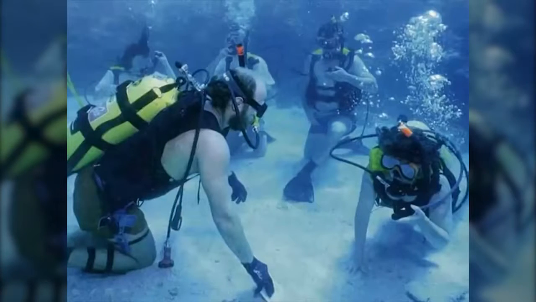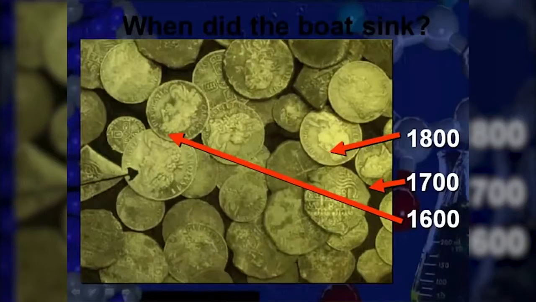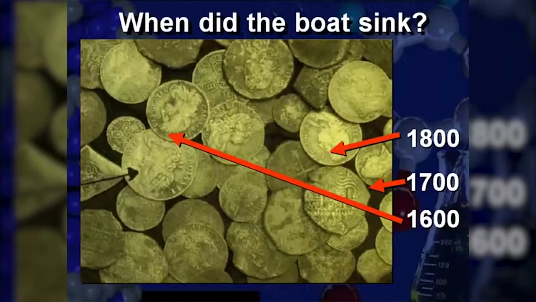Now let's say you went scuba diving and found a sunken boat with a treasure chest full of old coins. You look at one of the coins and it has a date of 1600 on it. You reach in and pull out another and it reads 1700. You reach in and pull out a third coin and it has a date of 1800. Now I'm going to ask you a simple question. When did the boat sink?